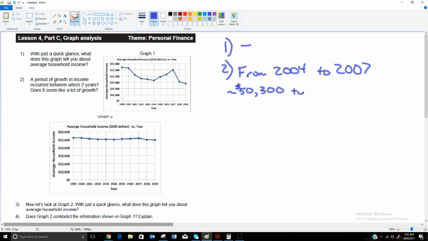And then it went to, this year is easier to read because it looks like it's almost exactly on 52,000. We don't know that it's exactly. It could be $52,050 or 51,950. It's hard to tell from a graph those types of small changes. But since it does look like it's right on that line, we'll go ahead with 52,000.